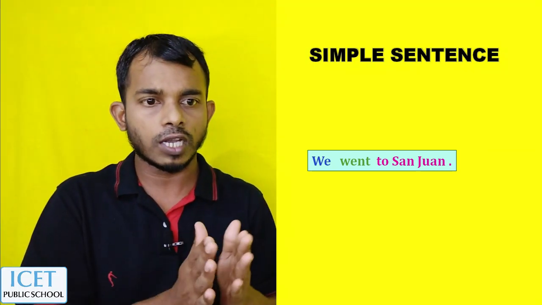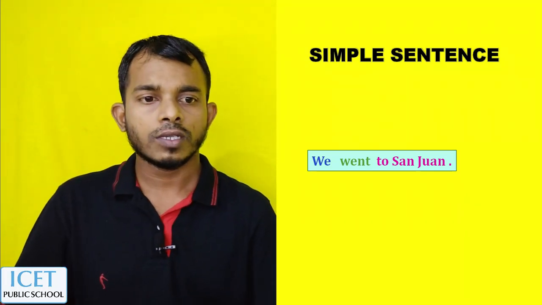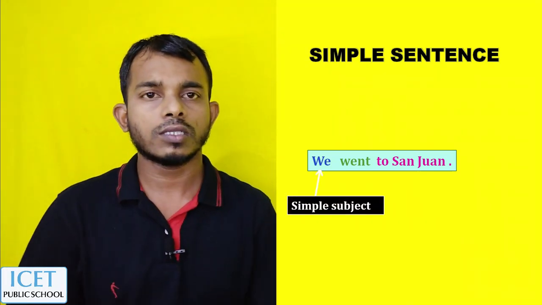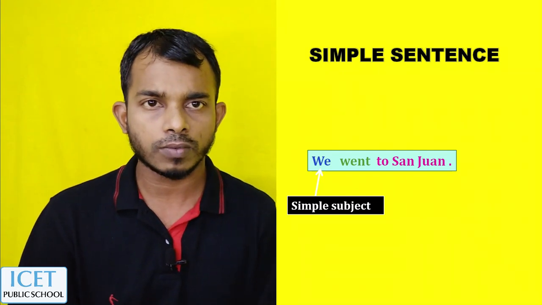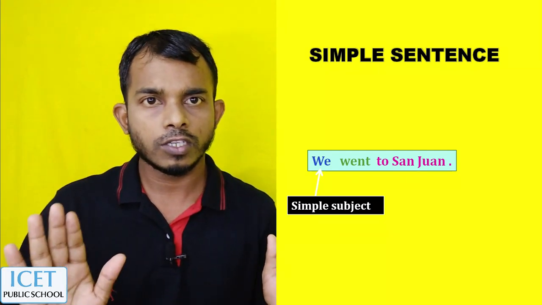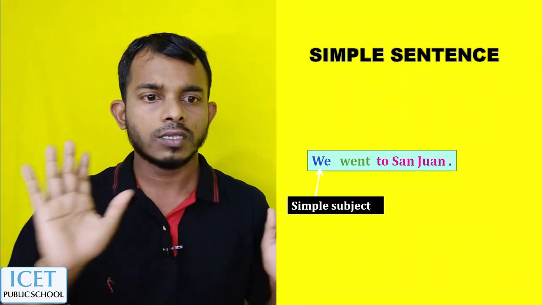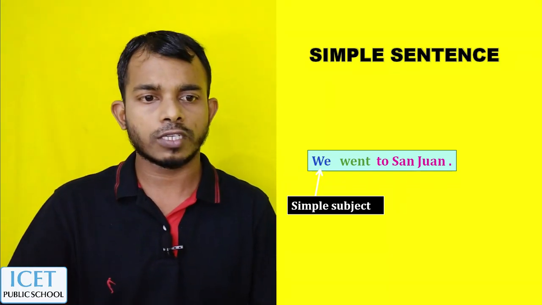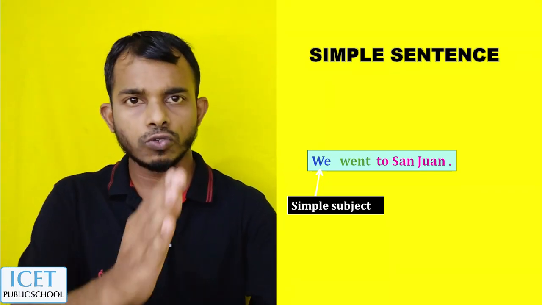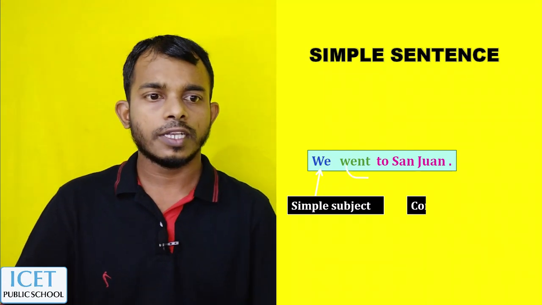What is in this simple sentence? What are the things contained in this? In blue color, green color, and in red color, I will tell you. This is the simple subject, no doubt. That is simple subject. We is the subject. You know it. The next one.